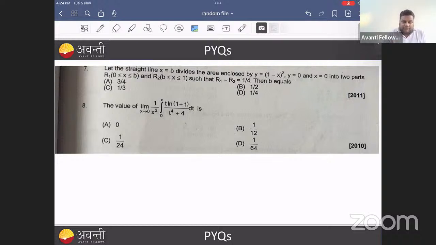Let the straight line x equal to b divide the area enclosed by y equals to (1 minus x) whole square, y equal to 0, x equal to 0 into two parts: R1 where x lies between 0 to b, and R2 where x lies between b to 1, such that R1 minus R2 is 1 by 4. Then they are asking the value of b. Yes, give it a try. Now mark your answer in this poll section.